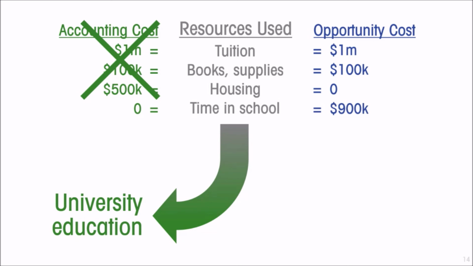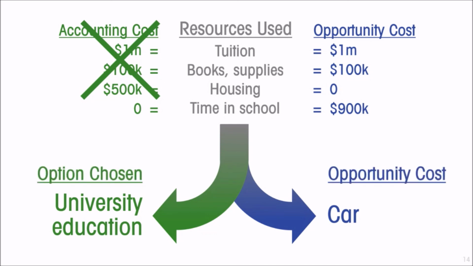So the value of your opportunity cost counts tuition, counts books and supplies, doesn't count housing, but does count what you would otherwise have earned. And the actual opportunity cost is what would you have spent that money on if it would be spent on buying a car, then the car is the opportunity cost of the option that you have chosen.